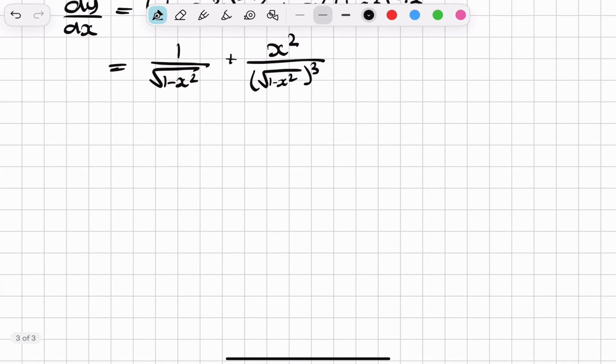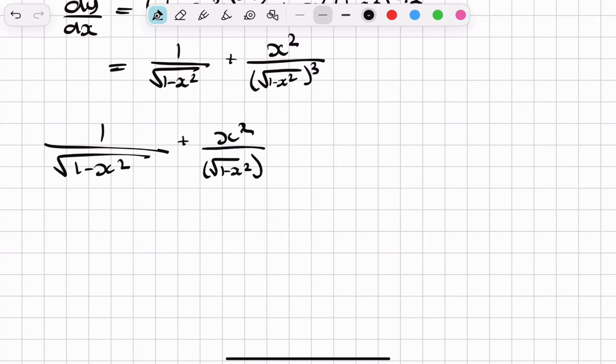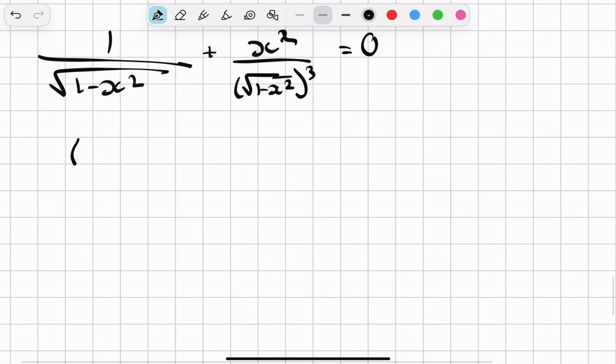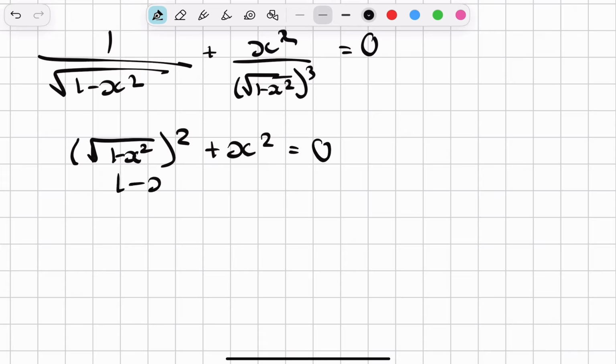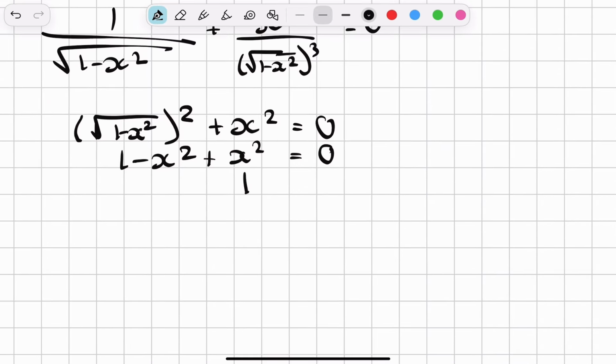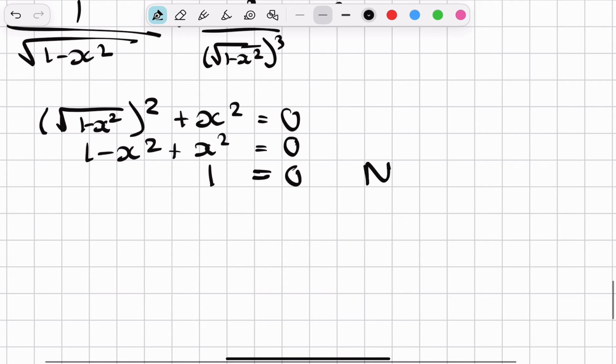And to find the stationary points, we set our gradient function to 0. So 1 over root 1 minus x squared plus x squared over root 1 minus x squared cubed equals 0. We times through by the denominator here, so we get 1 times root 1 minus x squared all squared plus x squared equals 0. This simplifies to 1 minus x squared plus x squared equals 0. We've got 1 on the left hand side and 0 on the right, which means there are no stationary points.